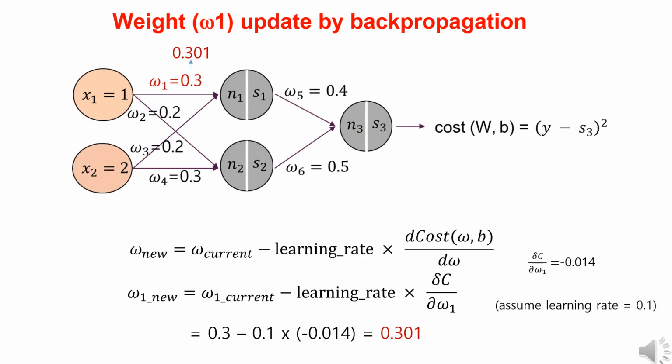Assuming a learning rate of 0.1, we multiply 0.1 by the partial derivative of the cost function with respect to omega 1, which we calculated earlier as negative 0.014. Subtracting this result from the current value of omega 1, which is 0.3, gives us omega 1 equals 0.3014. Therefore, omega 1 is updated from 0.3 to 0.301.